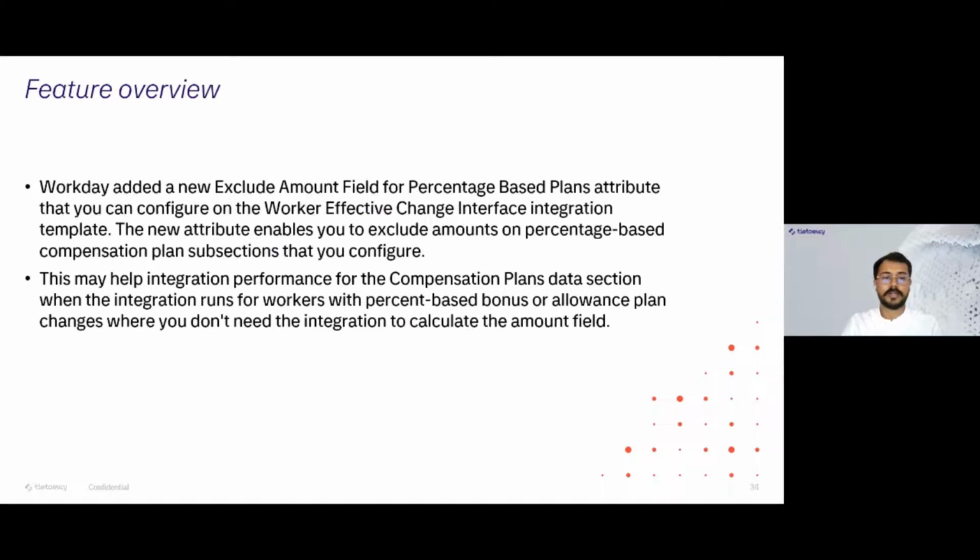For the next point, we have a vice versa situation of this exact percentage. Workday has also added a new "exclude amount field for percentage based plans" attribute. That means the percentage based plans we have attached to our integration, if we select this in the integration attributes, it actually nullifies that. Why is this configuration there?